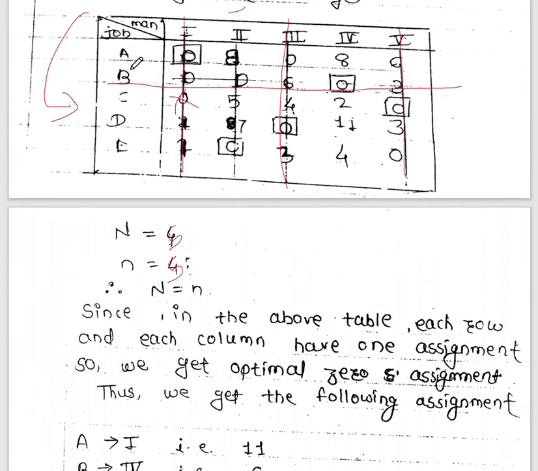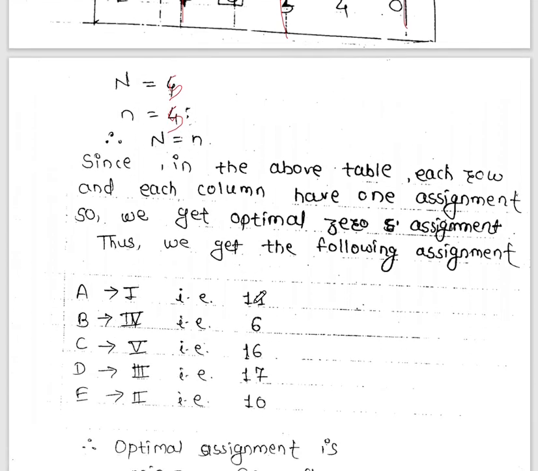Okay, so here the assignment of the jobs. Job A is assigned to the first group and the number of persons is 11. The second job is assigned to the fourth group and the number of persons is 6. The third job is assigned to the fifth group and the number of persons is 16. Job D is assigned to the third group and the number of persons is 17. And job E is assigned to the second group and the number of persons is 10. Okay, so these are the numbers of persons you can find in the original table.